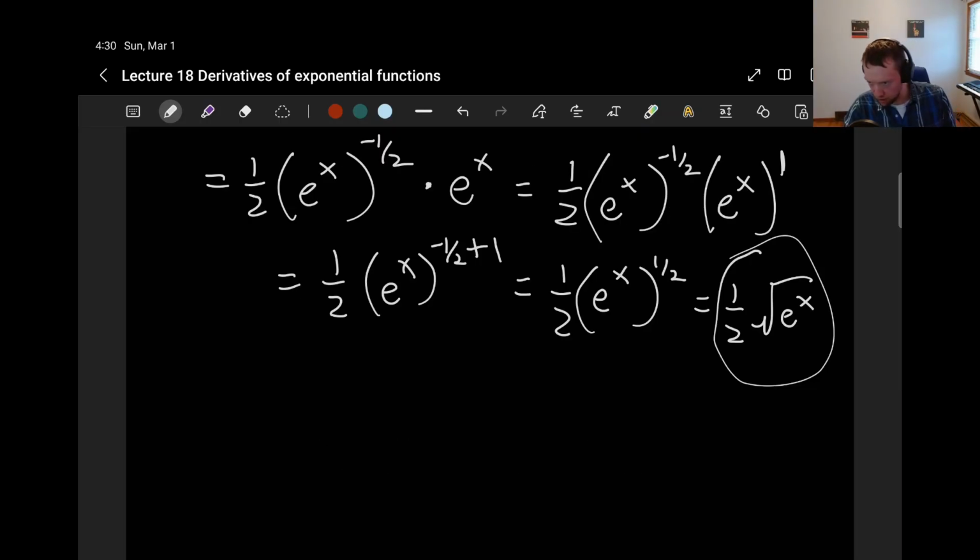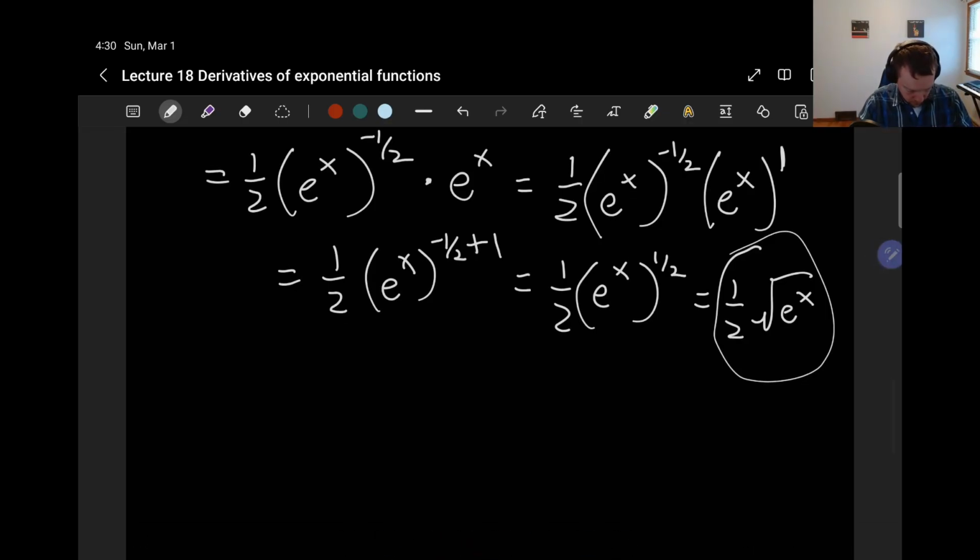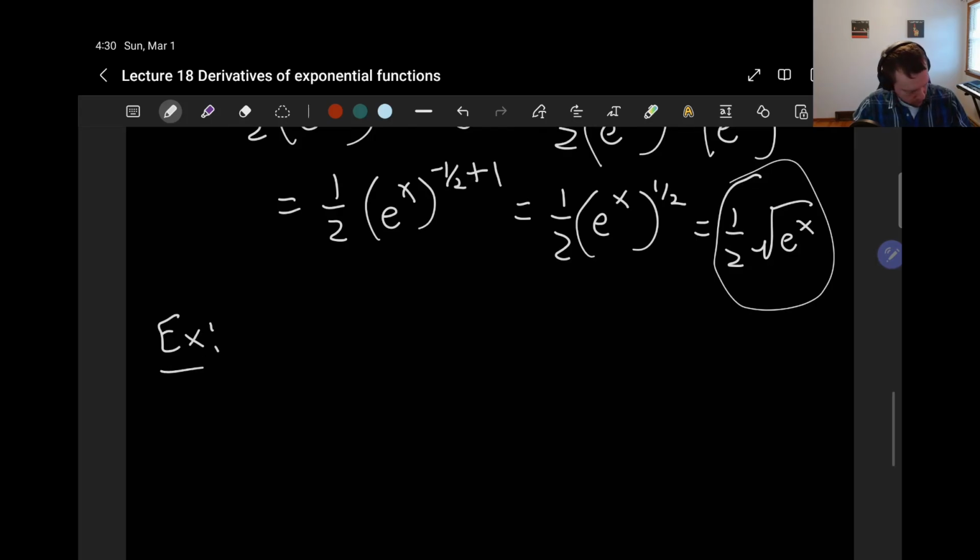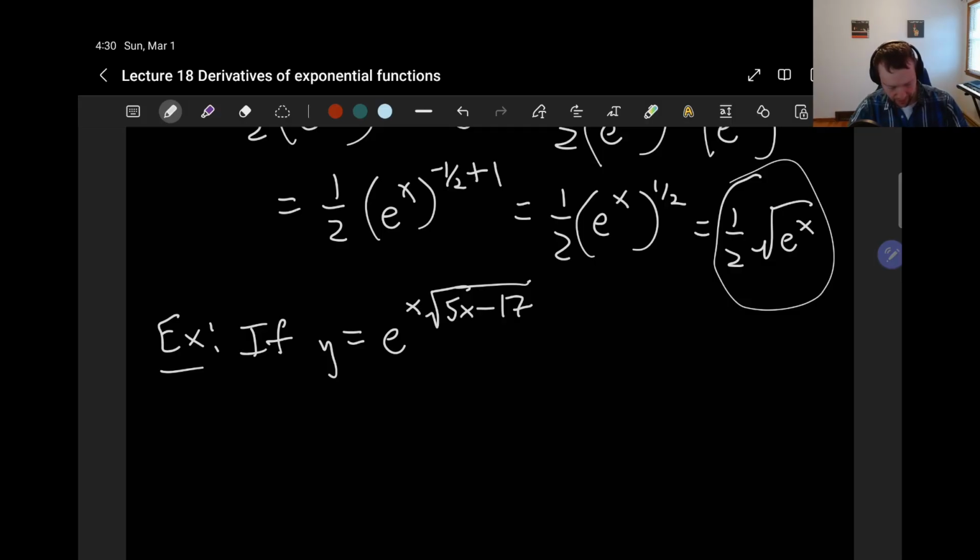Last problem, but it's a bit of a long one. So if our function y equals e to the x times square root of 5x minus 17. So this is the input being plugged into the e function. So the derivative of y with respect to x, dy dx.